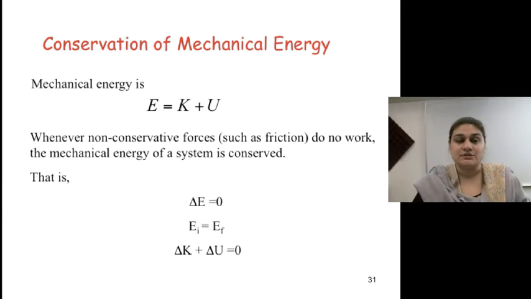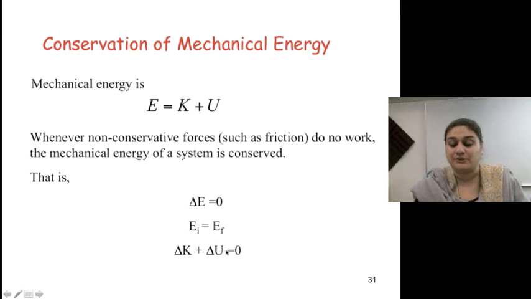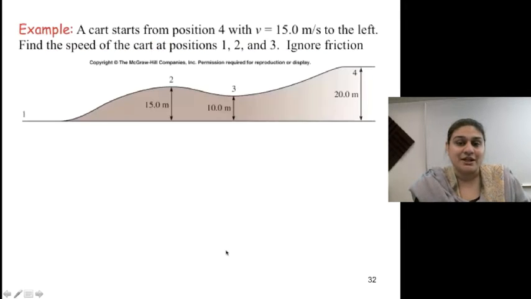So that leads us to the conservation of mechanical energy, right? Mechanical energy is E total equals kinetic energy plus potential energy. For a conservative system, when no non-conservative forces such as friction are present, the mechanical energy of the system is conserved. So delta E equals 0, and the total change in kinetic plus change in potential equals 0. Now let's do an example.